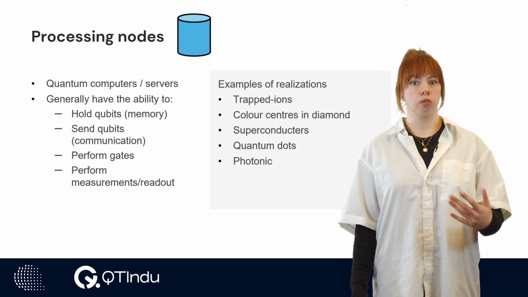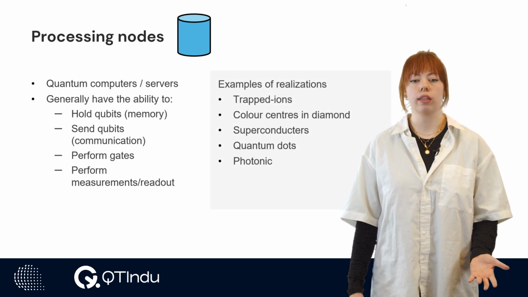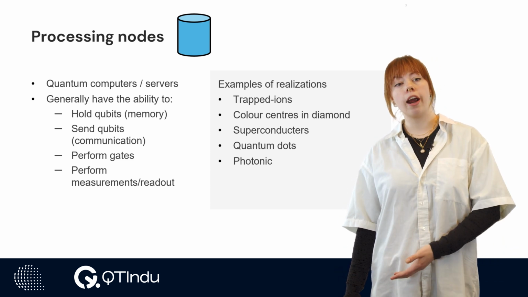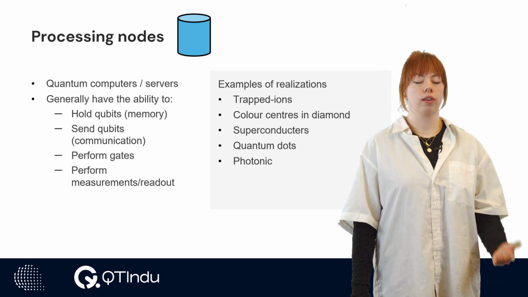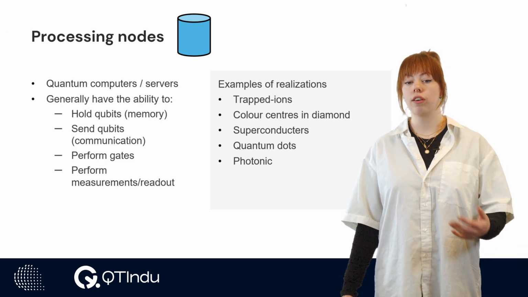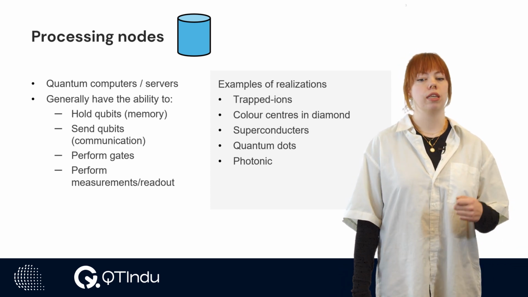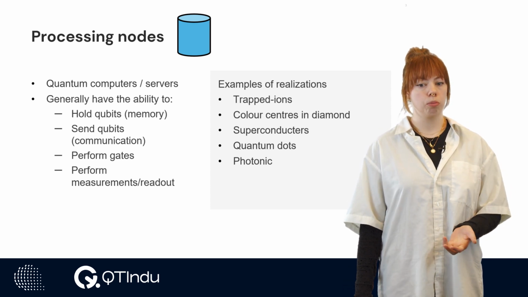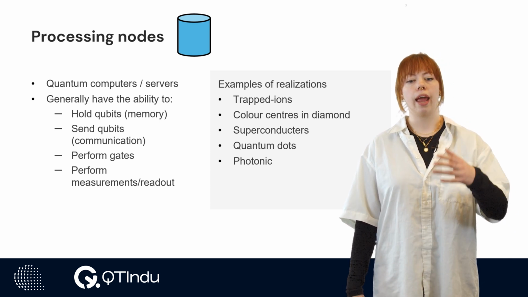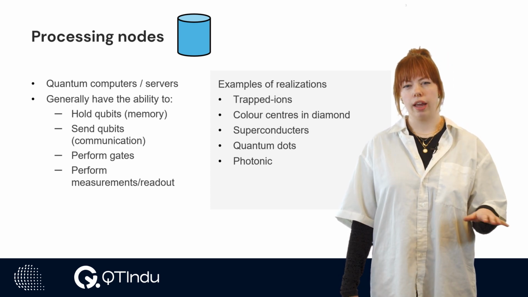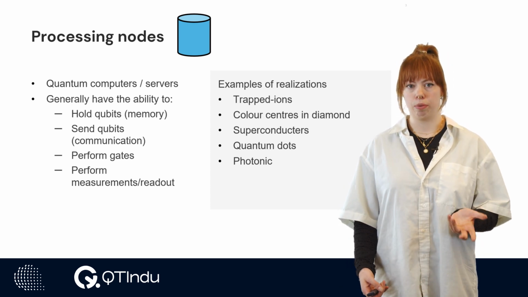Some different possibilities for how this can be realized in hardware are trapped ion-based servers or different color centers in diamonds, such as nitrogen vacancy centers or tin vacancy centers. It can be superconductors or quantum dots or even photonic quantum processors. And depending on the type of hardware that you use, you will have different error models and slightly different capabilities.